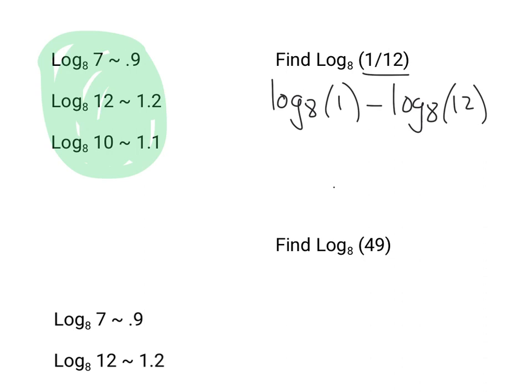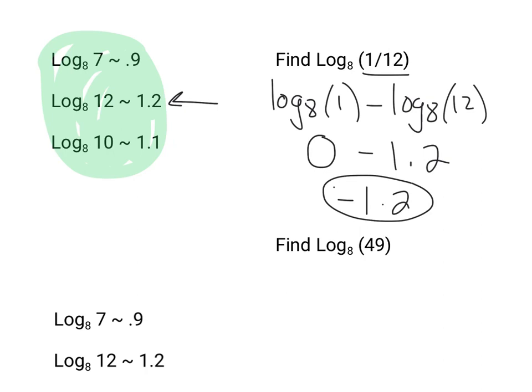Now I want to evaluate what I can. Log base 8 of 1 asks me, 8 to what power is 1? Well, anything to the 0 power is 1, so this has the value of 0. Now I'm going to subtract from that log base 8 of 12. Well, I already know that. Log base 8 of 12 is 1.2. And here I am, I'm basically done. 0 minus 1.2 is negative 1.2.